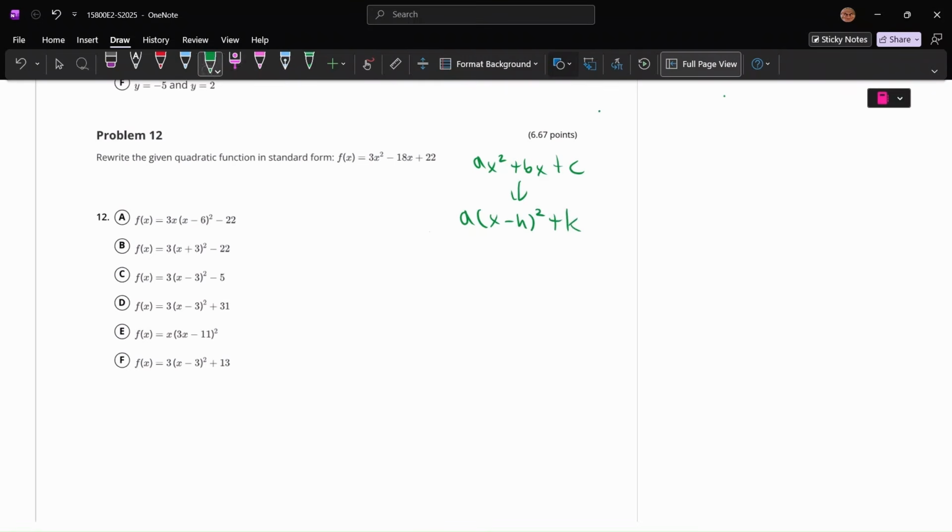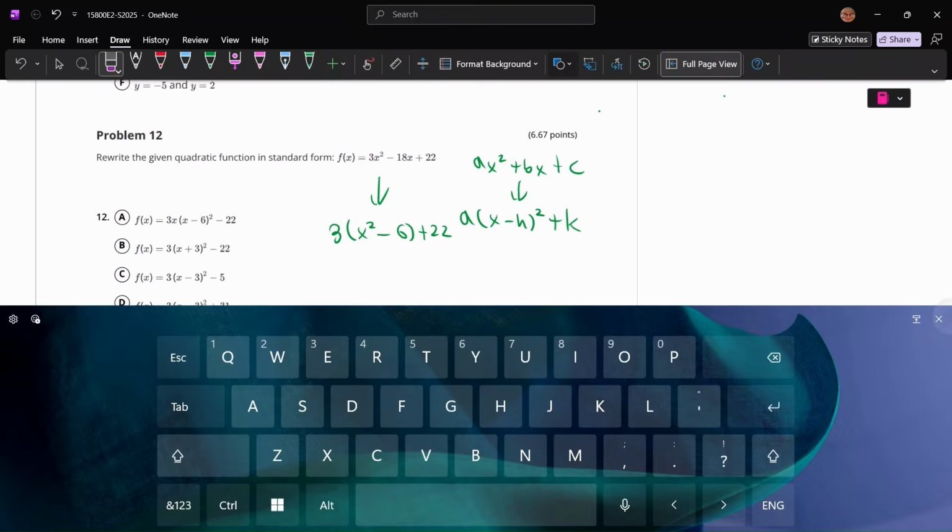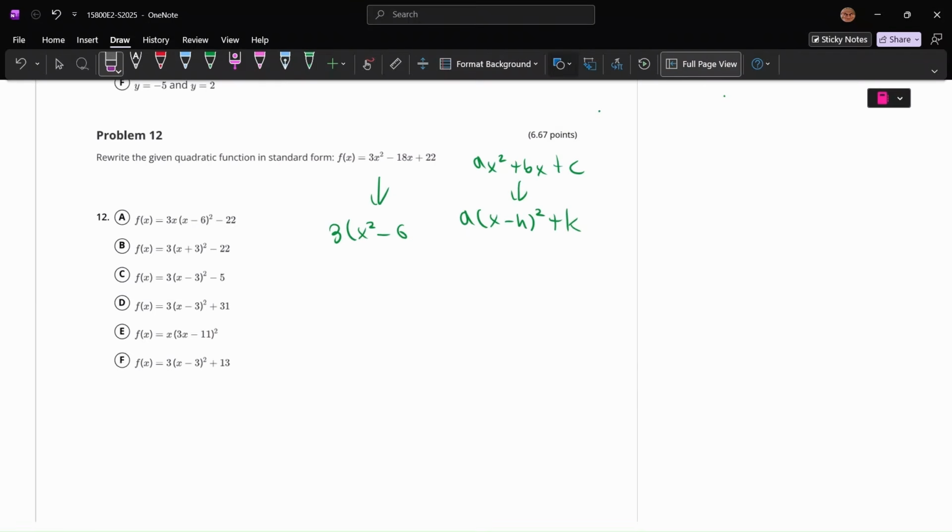In order to do that, we're going to have to take some steps of distributing out stuff and completing the square. So the first thing I'm going to do is take out a 3 from here and here, because you can see how 18 is clearly a multiple of 3. So when you do that, you end up with 3 times x squared minus 6, plus 22. Wait, no, there's also supposed to be an x here. Let's put an x here. So 3 times x squared minus 6x, plus 22.